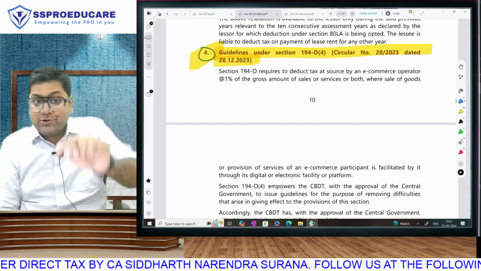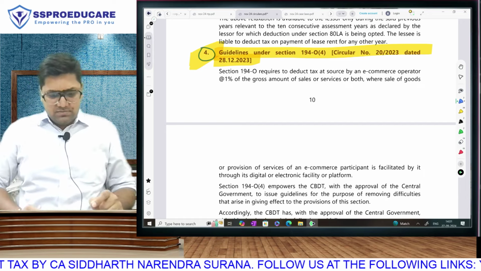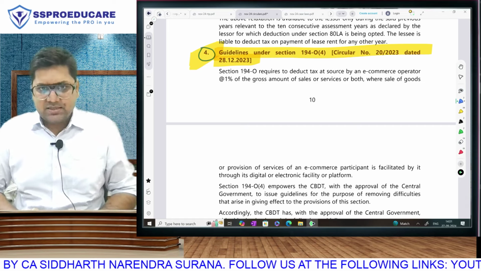So the circular is the latest, and on the latest circular there is a latest MCQ that the institute has covered. So we have to understand this circular properly.